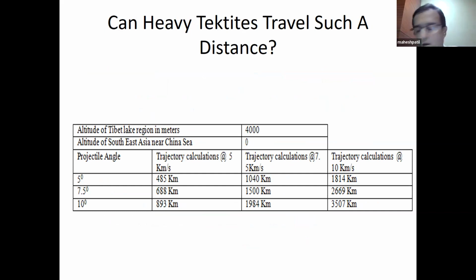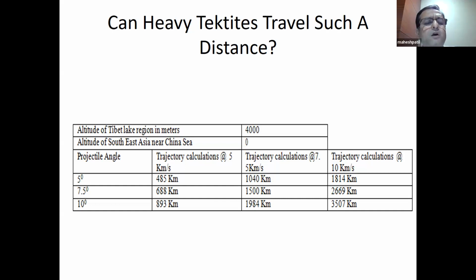Okay, so there are calculators available to calculate the trajectory. We have taken various probabilities. So altitude of Tibet is 4,000 meters. It is called the rooftop of the world. Altitude of Southeast Asia near the China Sea, where tektites are found, right now we are assuming by and large it's zero, or it's not a very high altitude area. It's at sea level. Some mountains are there, but tektites are found everywhere, including near the sea face also, or rather in the sea also.